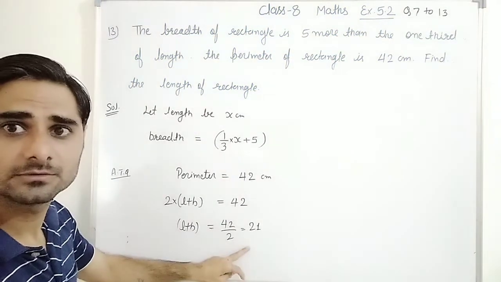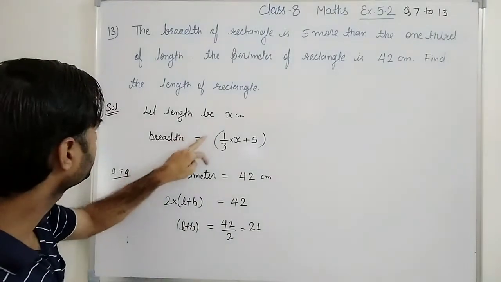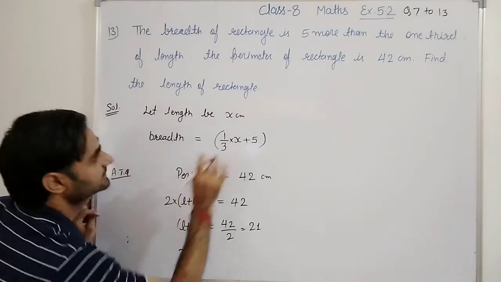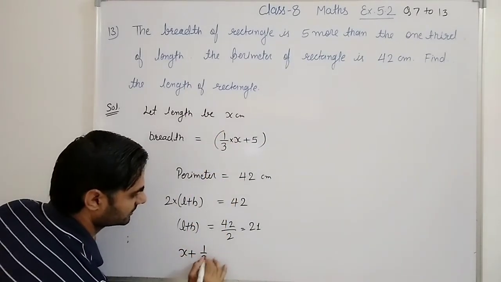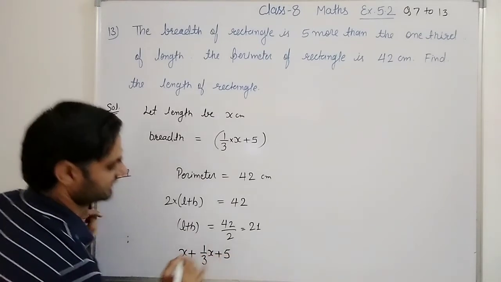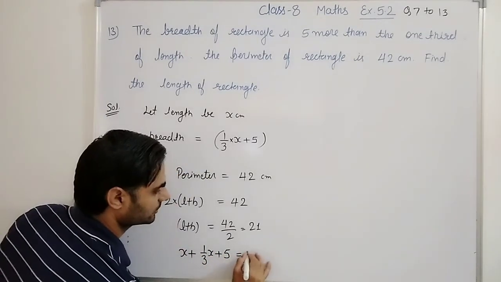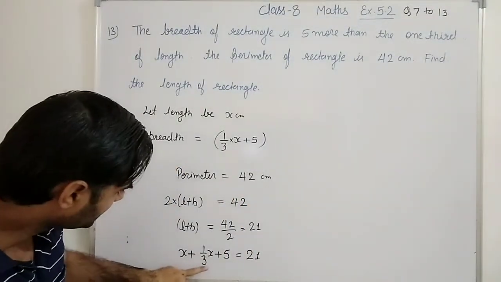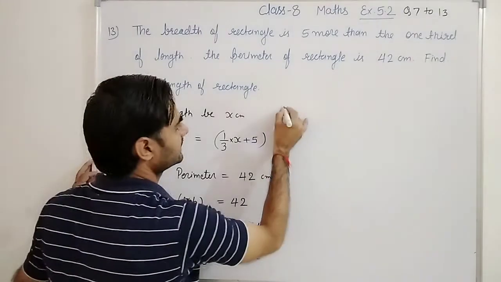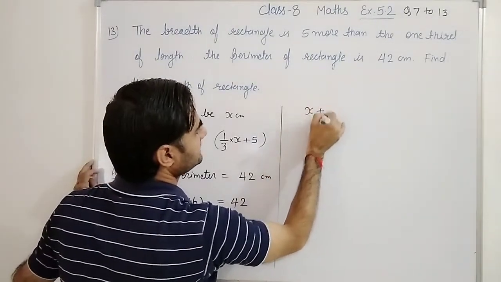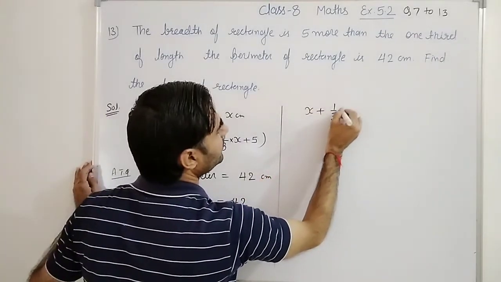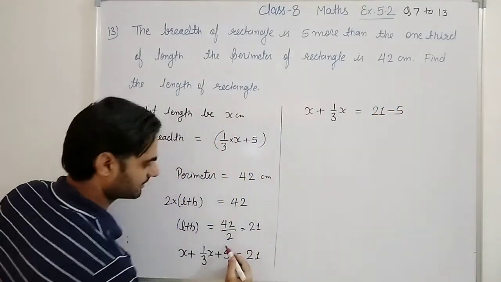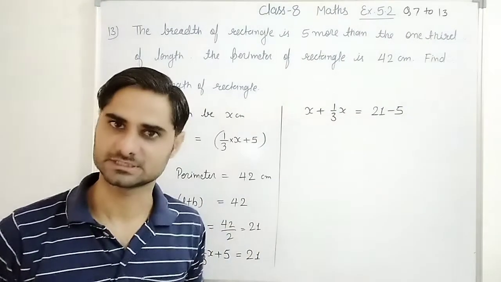Can we put this value here? L and B. So here L is x plus B is 1/3x plus 5. This is your B, equal to 21. Okay, this is 21. x plus this 5, by transposing can we take? Look, I am writing in the rest part. This is x plus 1/3x is equal to 21 minus 5. By transposing I have taken this 5 to the opposite side, right?